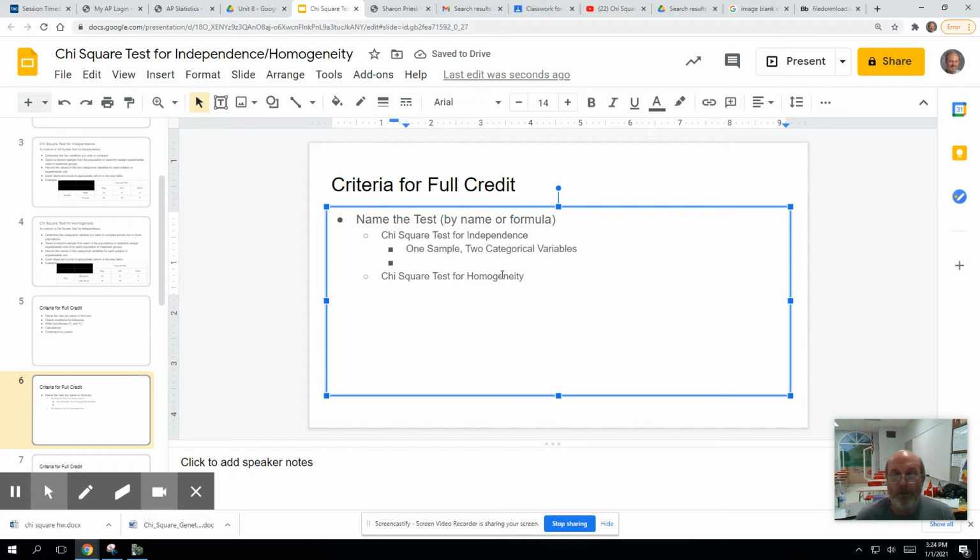Formulas will be the same for both of these, so I'll go to that in just a moment. Chi-square test for homogeneity is the name we're going to use if we have 2 or more samples from different populations, and we're looking at the distribution of a single categorical variable. Either one of these you can name with the equation for a chi-square test.